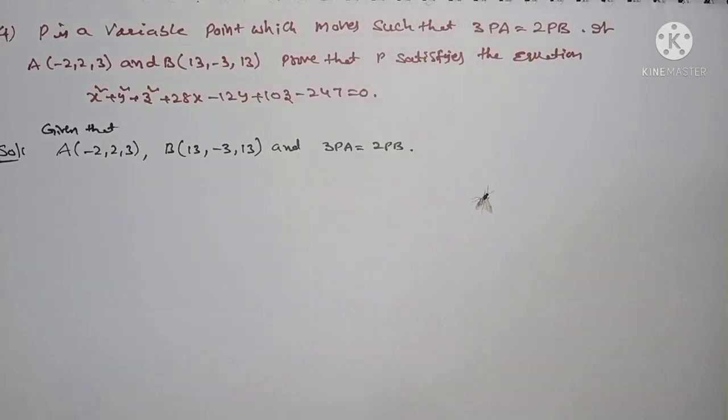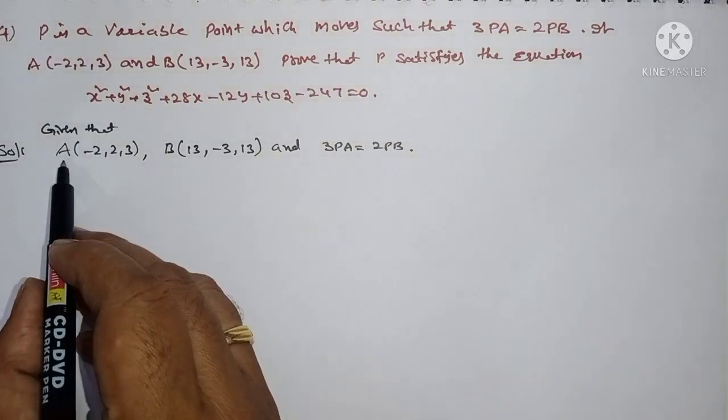Next question is: P is a variable point which moves such that 3PA is equal to 2PB. If A is the point (minus 2, 2, 3) and B is (13, minus 3, 13), prove that P satisfies the equation x square plus y square plus z square plus 28x minus 12y plus 13z minus 247 is equal to 0. Same, this problem is in locus, but earlier there were only 2 coordinates, and here 3 coordinates are given. Here also you can do the same method.